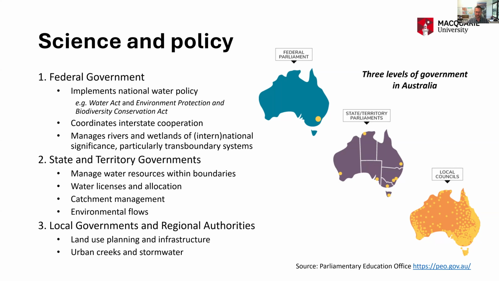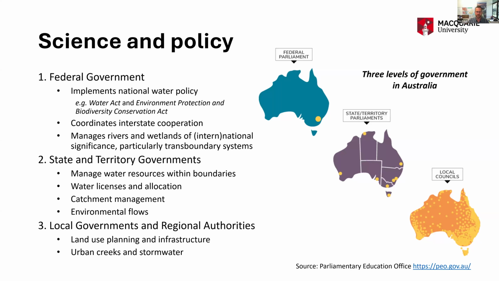They're responsible for catchment management and also the implementation and monitoring of things like environmental flows, releases from dams targeted at environmental outcomes. At the smaller scale, we have local councils and regional authorities which are responsible for land use planning and infrastructure and urban creeks and stormwater.